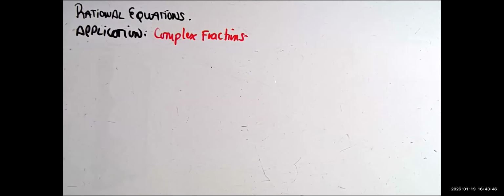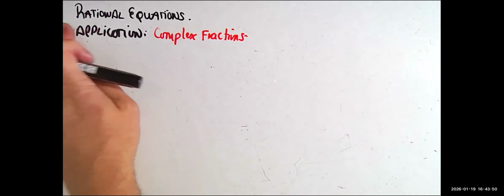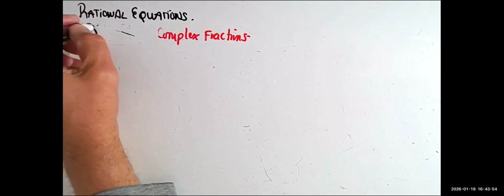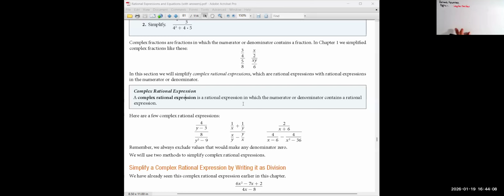Scholars, let's try another application of rational expressions, well, in this case not an application, just a topic, I should say. Complex fractions. What is a complex fraction? It's a fraction made out of fractions. Namely, we can find a fraction in the numerator and/or the denominator. A complex fraction is an expression in which the numerator or denominator contains a fraction, a rational expression.